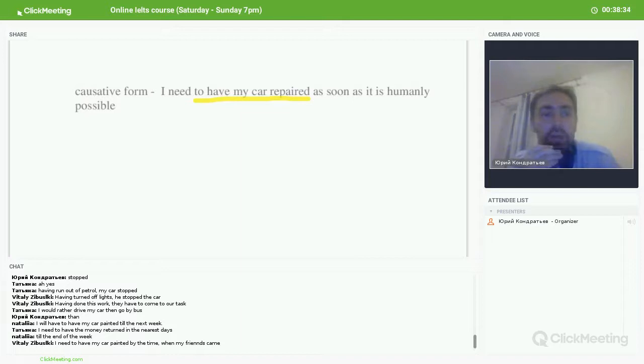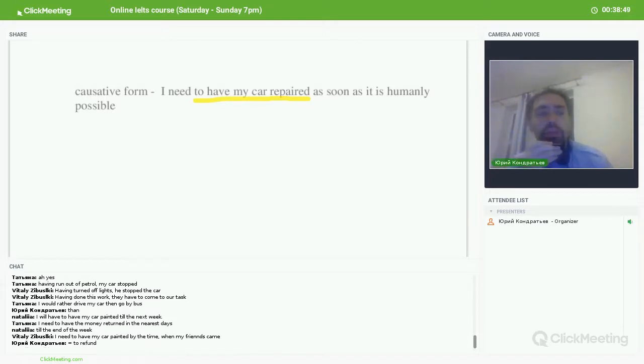Okay, great. So Tatiana, I need to have the money returned in the nearest days. Okay. To have your money returned, there is another verb, to refund. So refunded, you can say, instead of returned. There's another word. But it's correct. I mean, your sentence is also correct. I need to have my car painted by the time when my friends come. Not came, come. By the time my friends come, you don't need when. I need to have my car painted by the time my friends come. Okay.